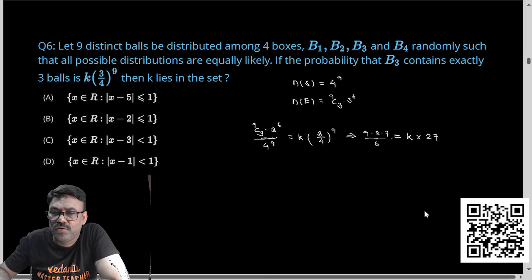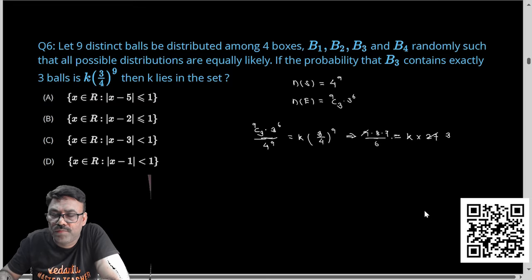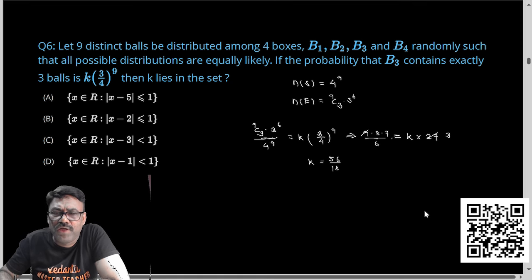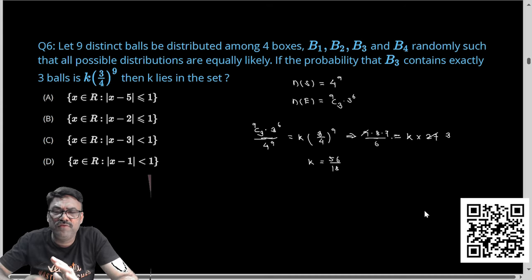Now solve it. So 9 into 3, 27. So ultimately you are getting k is equal to 56 by 18. And now you can easily check if 56 by 18 satisfies which of these inequality.